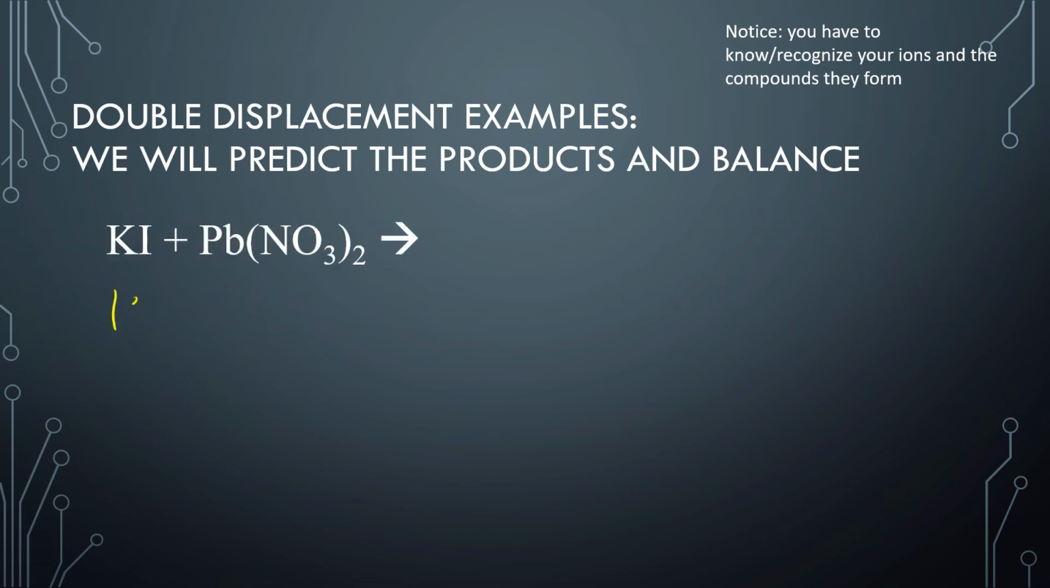So potassium is K plus, iodine is I minus, Pb 2 plus, NO3 minus. Step 1 is getting your oxidation number. Step 2 is swapping. K plus now gets NO3 minus, and I want to keep my cations in the same place. So the only thing that's really moving is just the anions, just to make it simple for us.